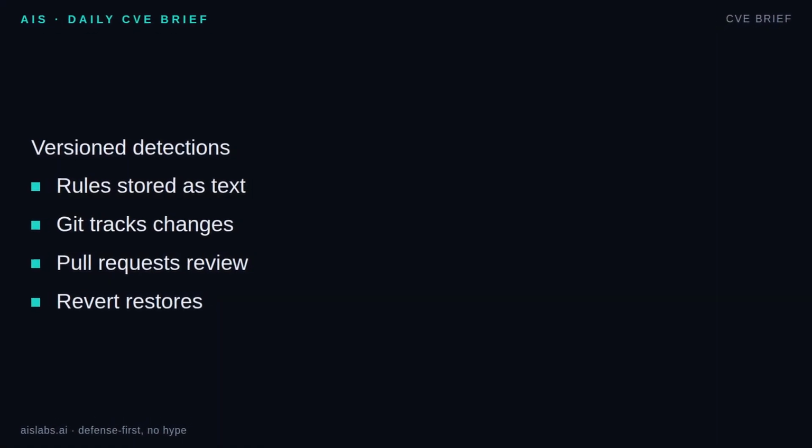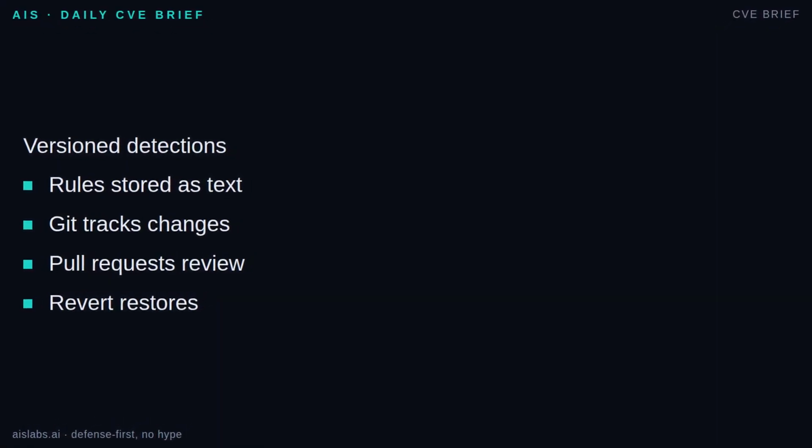SIEM detection rules version control means your detection logic lives as plain text in a Git repository, instead of only inside a point-and-click console. A rule might be YAML, JSON, TOML, SQL-like text, or another readable format. The exact syntax matters less than the practice. Every rule has a file. Every change creates a diff. Every proposed update goes through a pull request.